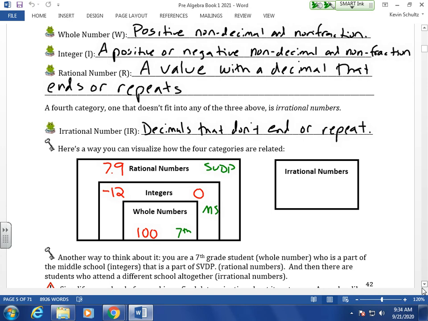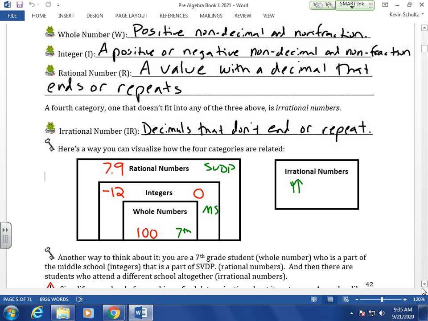And then, of course, you have the irrationals, which would be like those students who attend a different school altogether, because there's no similarities between a rational and an irrational number, right? This would be, oh, why is it writing in green? It's supposed to be red. That would be like pi, okay? Separate from everything else, right? Does that make sense? Kind of that relationship? Okay, all right. Well, we'll see if it does.